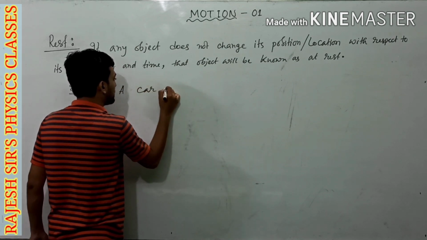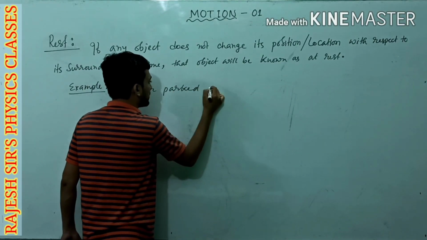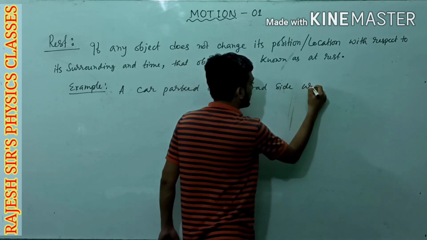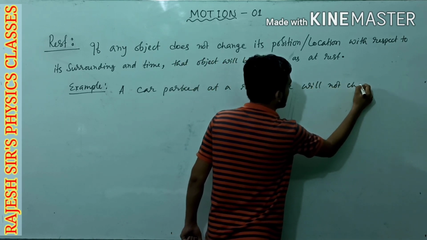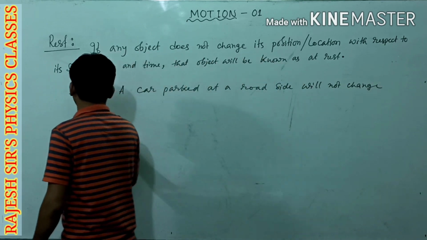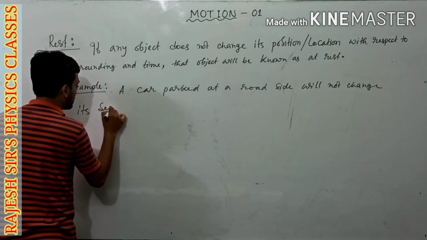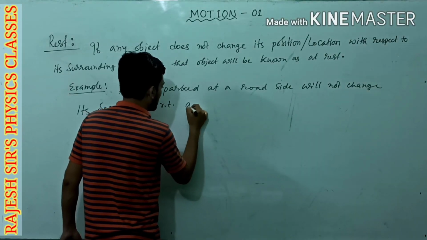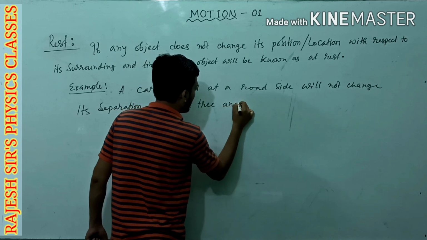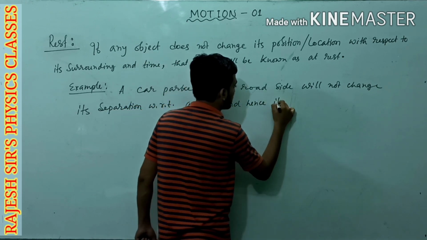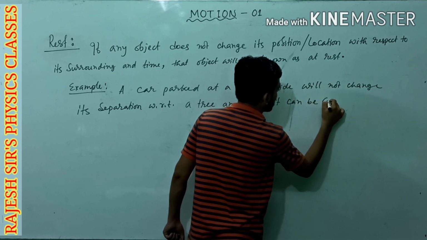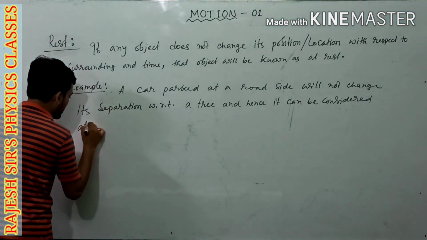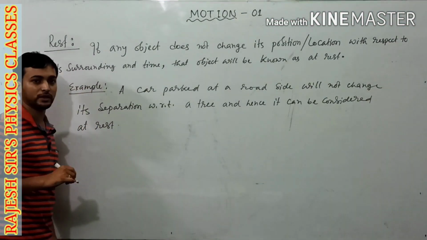What will be the example of rest? A car parked at a roadside will not change its separation with respect to a tree, and hence it can be considered at rest.